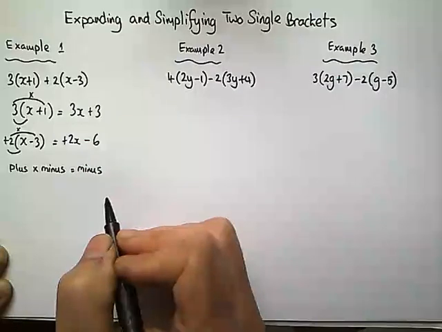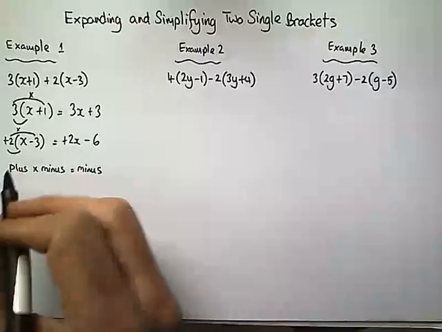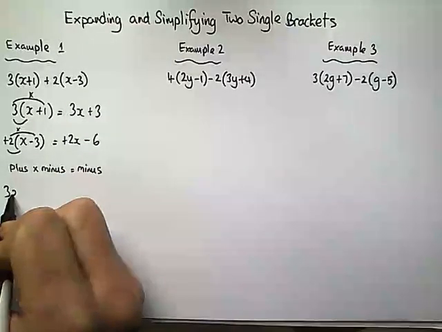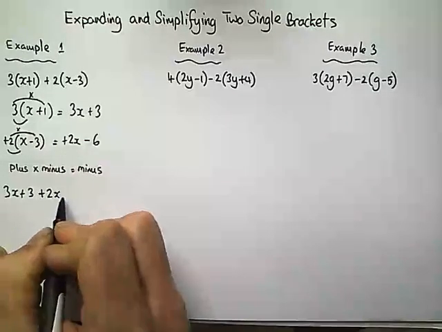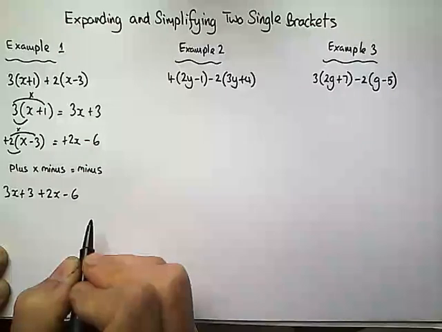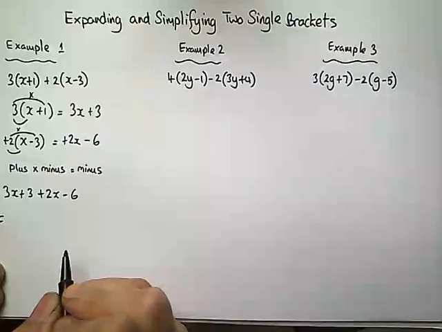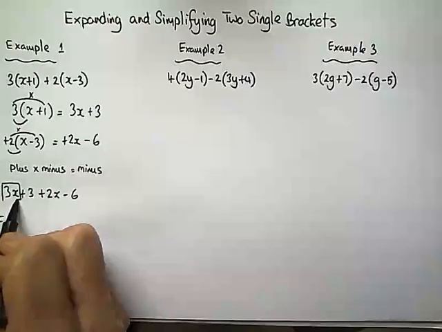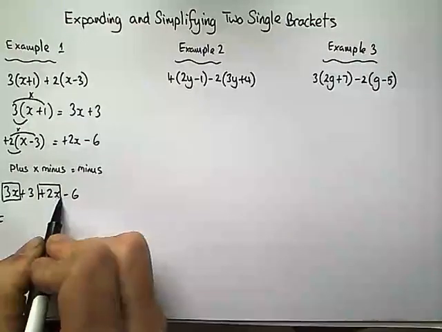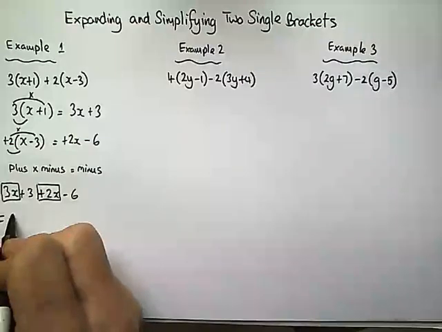So now I need to put all of this together. I'm going to take the first term, which was 3x plus 3, then the second term, plus 2x minus 6, and now I'm going to simplify the answer. So I've expanded the brackets, and now I'm going to simplify. So let's first look at the x's. I've got 3x plus 2x. If I've got 3 of something and I'm adding another 2 of them, then I should have 5. So that's 5x.